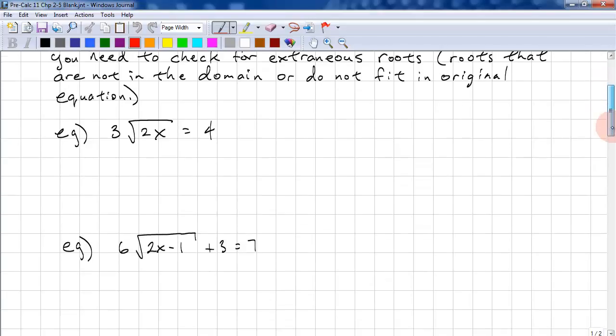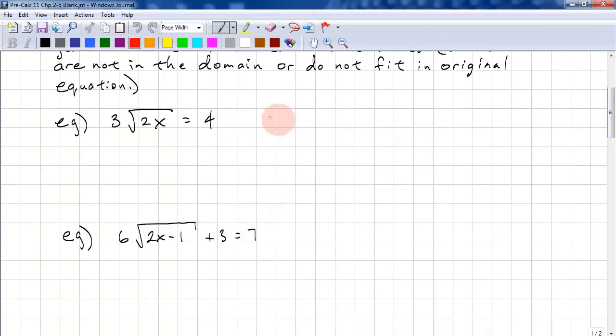Okay, let's start with an example. Here we know the domain is x is greater than or equal to 0. Multiplying by 2 doesn't make any difference. If we had 2x is greater than 0, we divide both sides by 2, and then we would get x, and 0 divided by 2 is still 0.